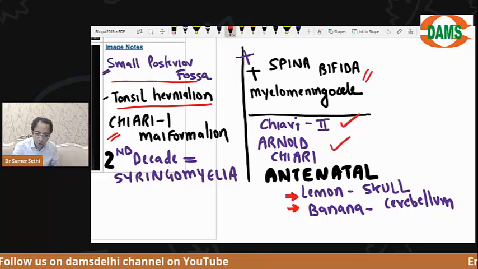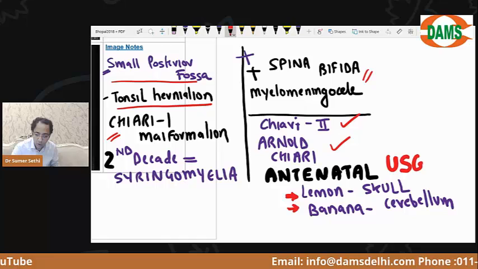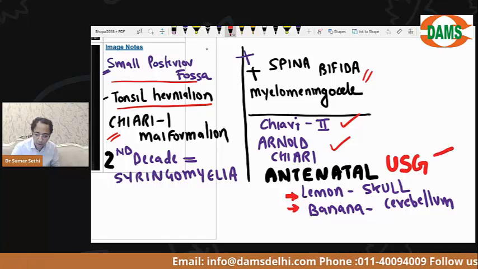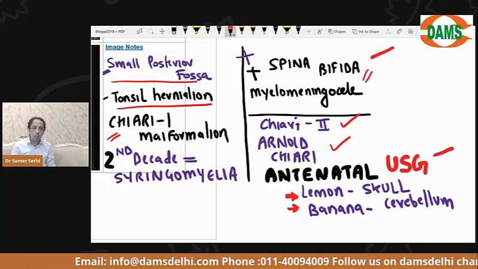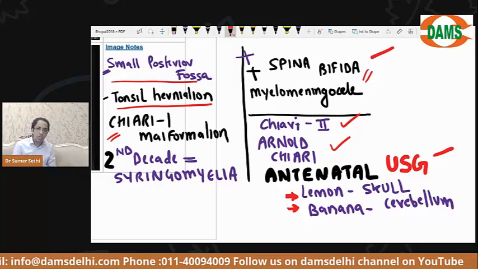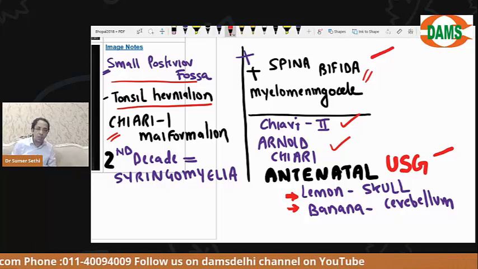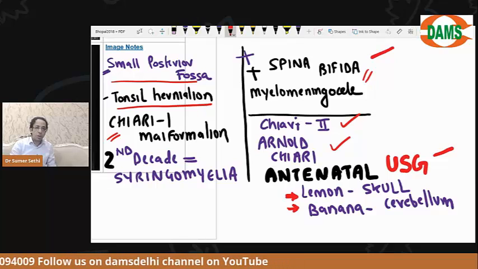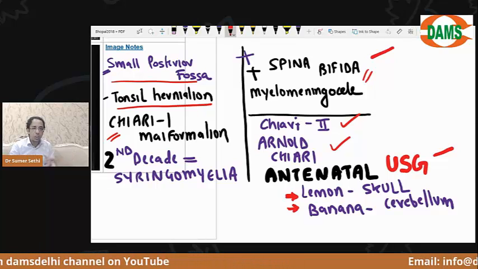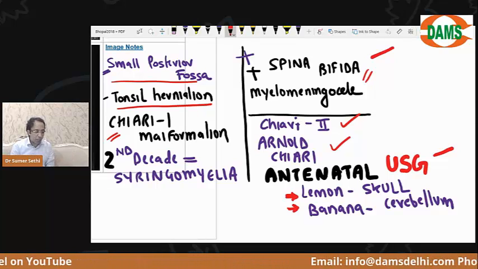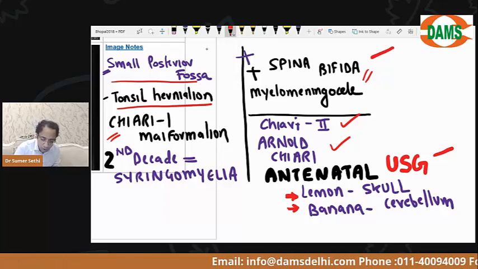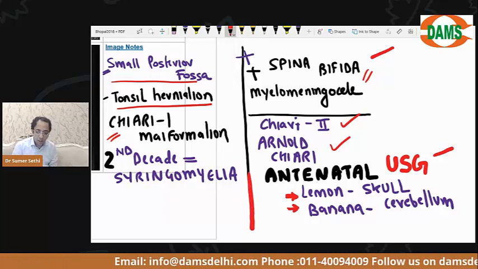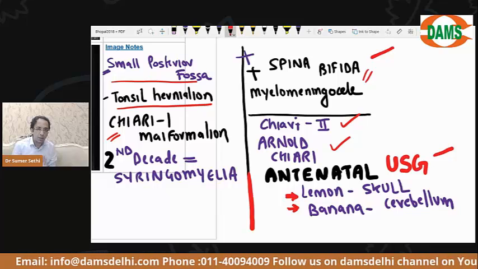Now we are supposed to diagnose Arnold-Chiari malformation on antenatal ultrasound so that the parents can decide if they want to continue with the pregnancy or not, because spina bifida is a spinal deformity and he may have paraparesis because of this. So it is important to diagnose all this. But are you able to see the difference now? Each one of them has been asked in a previous NEET exam.